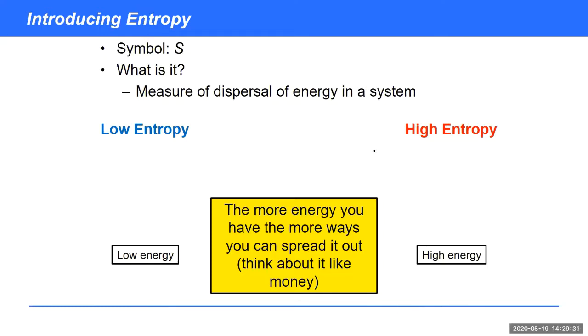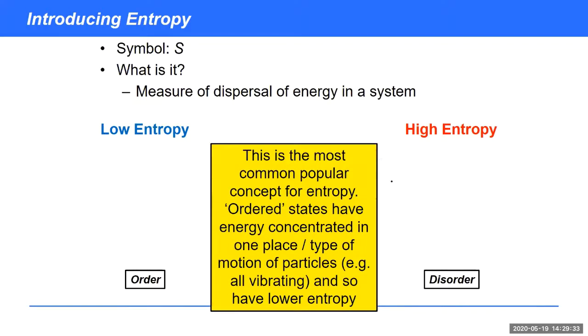So now I just want to summarize this by saying that the most common popular concept for entropy is this idea of order and disorder. So ordered states have energy concentrated in one place or one type of motion of particles. So for example, they're all vibrating. And so they have a lower entropy. Whereas disordered states, they're going to have the particles moving in many, many different ways. They're probably also going to have the particles being more spread out. Those tend to have higher entropy. So high entropy is all about disorder.